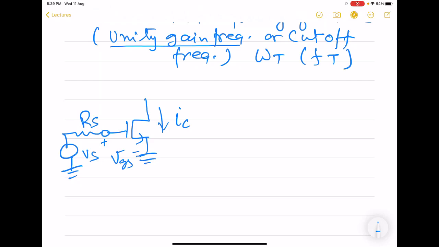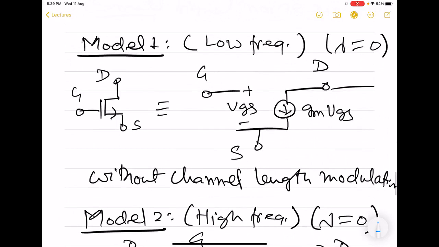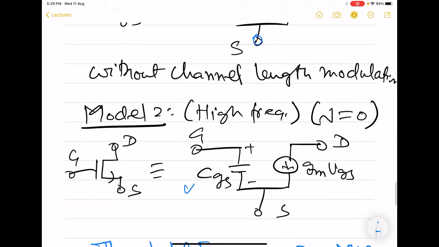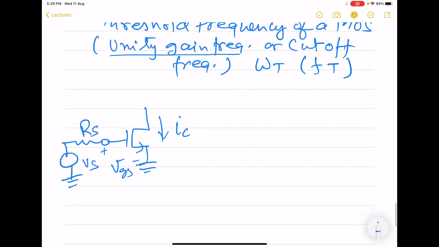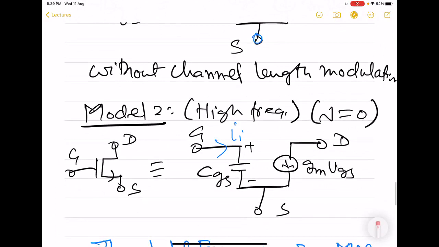Although for low frequency we have kept this gate to source port open, in reality a gate to source capacitor exists like this. Since a capacitor exists here, there will definitely be a certain gate current flowing through the gate, and this can be called the input current. So here also, in general, we will have an input current, and that will produce this IC as the output current. If we want this to behave like a good amplifier, there should be substantial output current, or collector current. And if you see the models, this collector current is fundamentally going to be gm VGS.